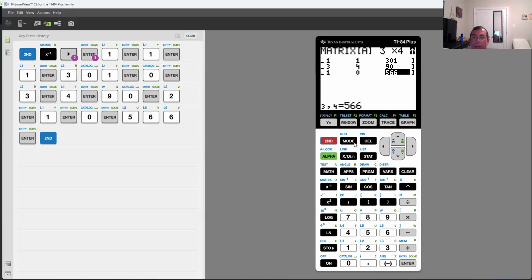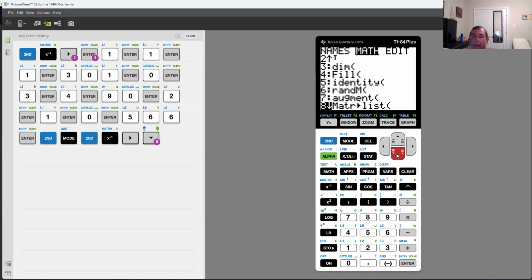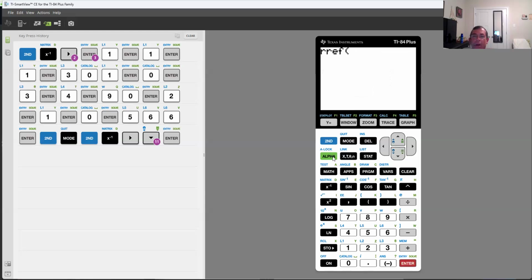All right, everything's entered. I'm going to quit the screen. So second mode. Now I'm going to go get RREF. So second, X -1, highlight math, arrow down, get the RREF, enter. And then y'all go get that matrix. Second, X -1, and enter.